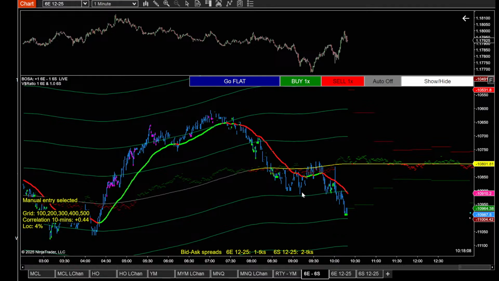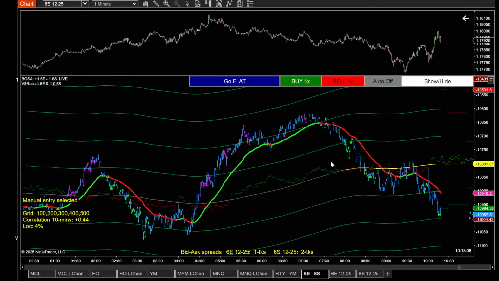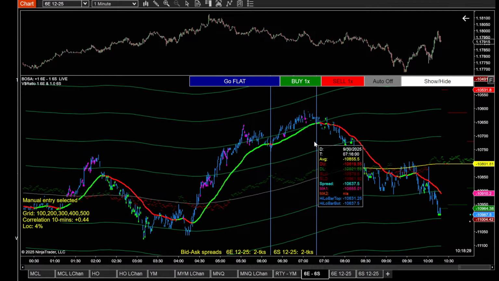Oh, now this is interesting too, guys. I want to point this out. The spread actually has two components. It has the Euro futures and the Swiss futures. Why would we have gone short right at that point? This is 6:14 in the morning, between 6:14 and 7:19. I want to show you what the 6E and the 6S were doing at that time.